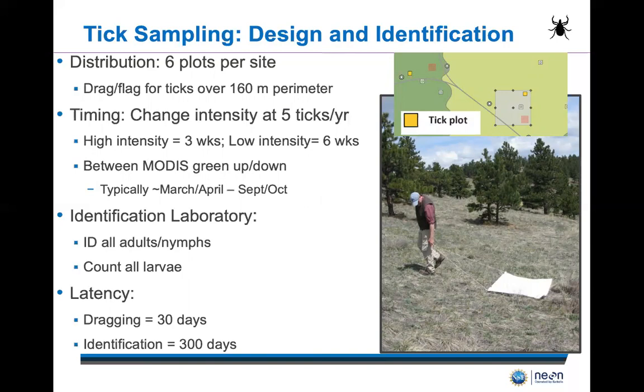And they're sampled between green up and greened out at a site, so typically starting in March and April and ending in September or October. And then all of the ticks are sent to a professional identification laboratory where all of the adults and nymphs are identified and the larvae are all counted. And the latency for the dragging product is 30 days, and for the identification product is 300 days.